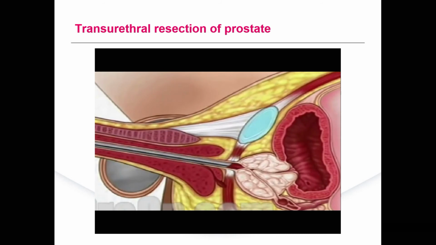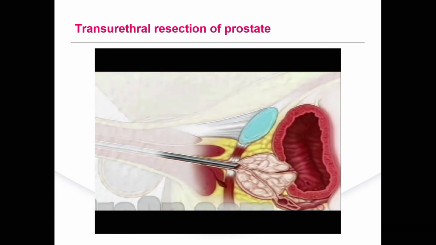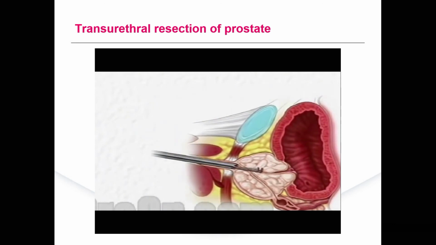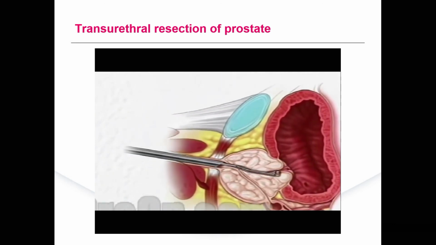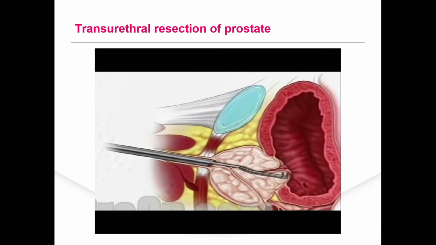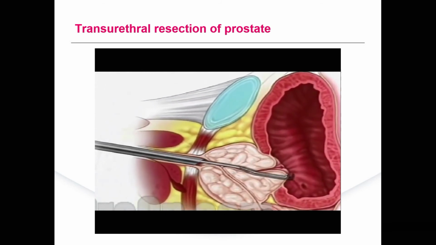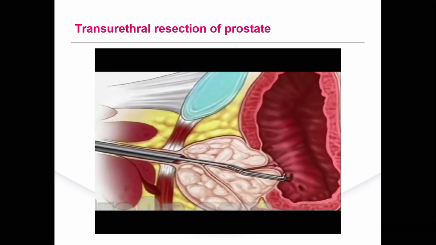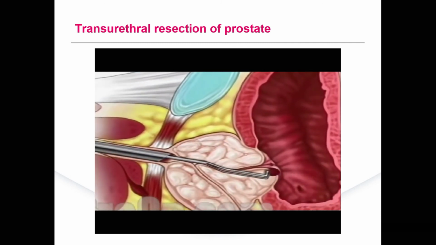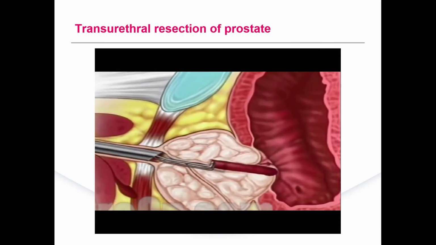The tool called a resectoscope is inserted through the urethra and advanced to the prostatic part of the urethra with the BPH. Then with the loop we try to resect the BPH parts piece by piece. Here you can see.